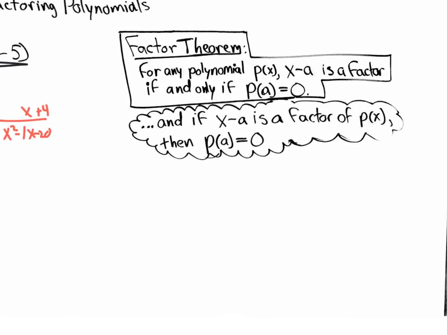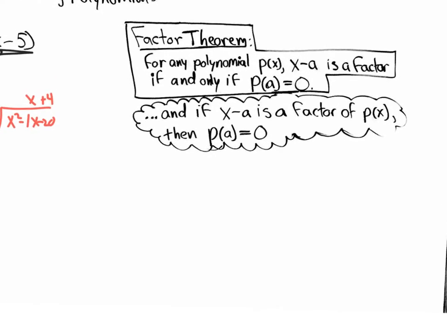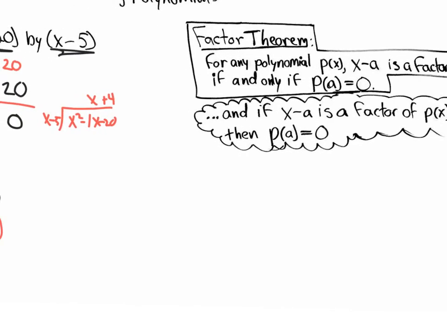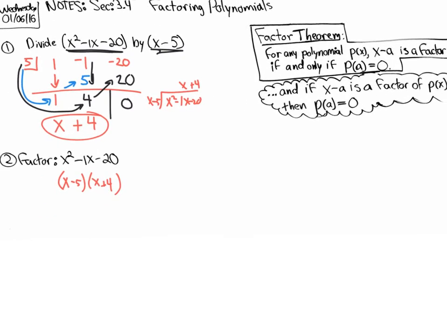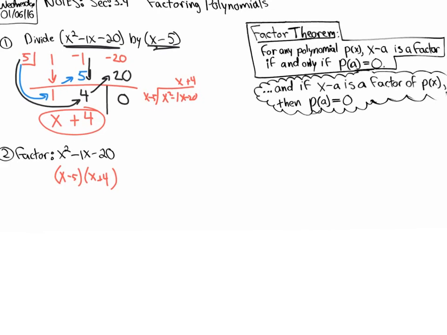These notes right here say factor theorem. For any polynomial p of x, x minus a is a factor if and only if p of a equals 0. Now that sounds a little confusing, but let's really understand what we just read right here. It says for any polynomial p of x. So when I say p of x, any polynomial, look right here, this is a polynomial, right? Any polynomial, it's x squared minus 1x minus 20. So it says that x minus a is a factor if and only if p of a equals 0.